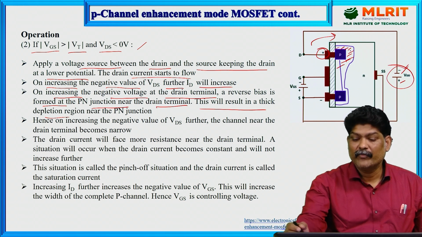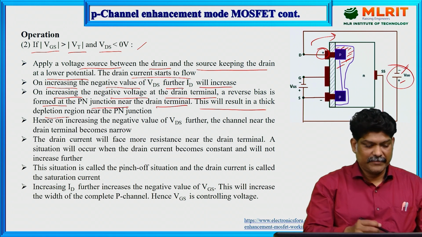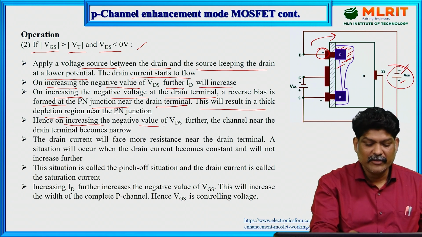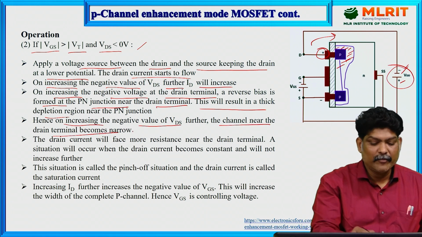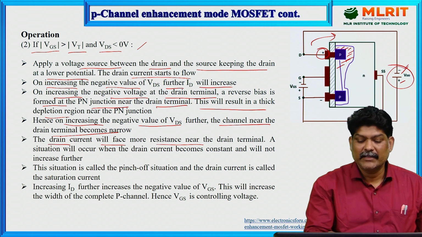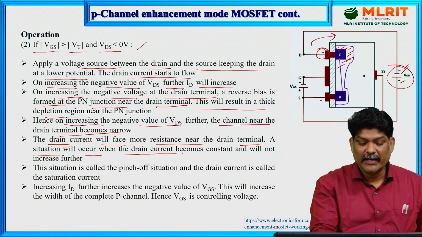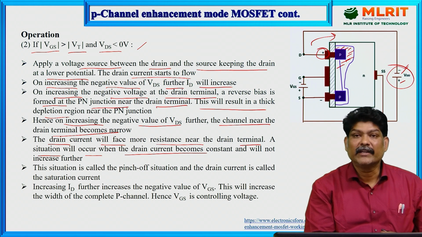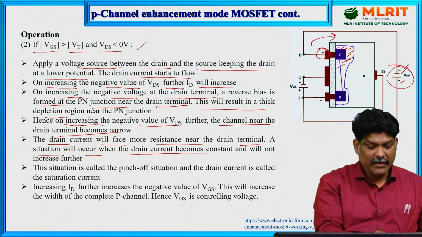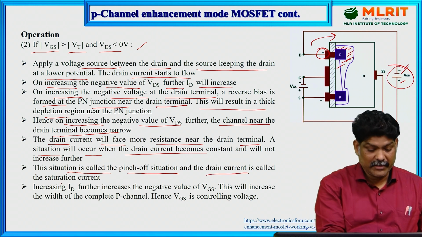Because we are increasing the reverse bias voltage near the drain, as the reverse bias voltage increases, the thickness of the depletion region also increases. Therefore, on increasing the negative value of VDS further, the channel near the drain terminal becomes narrow. So the drain current will face more resistance near the drain terminal, so less current, and then a situation will occur when the drain current becomes constant and will not increase further. So it gets saturation. This situation is called the pinch off situation, and the drain current is called the saturation current.